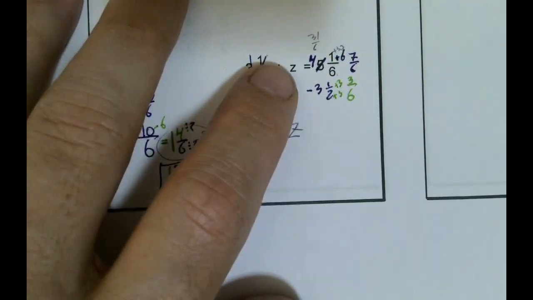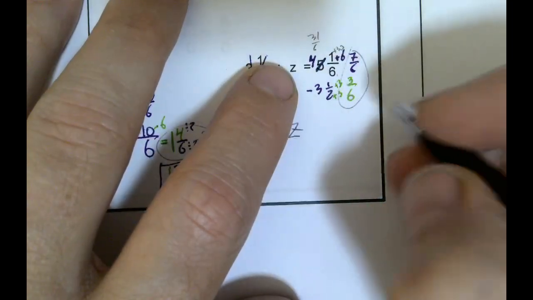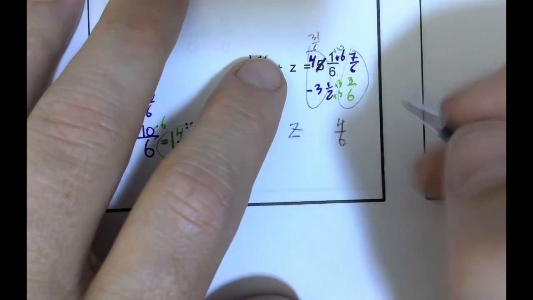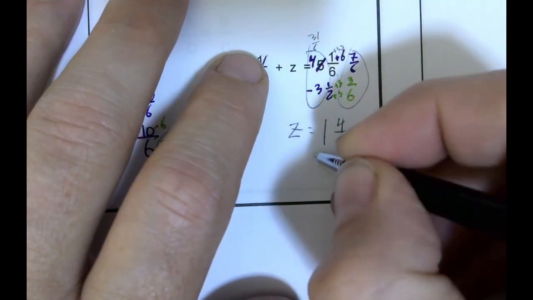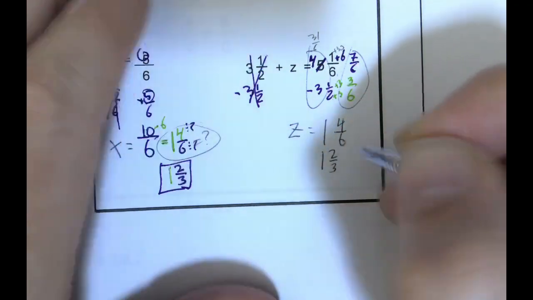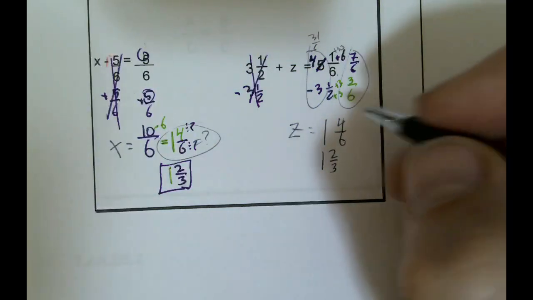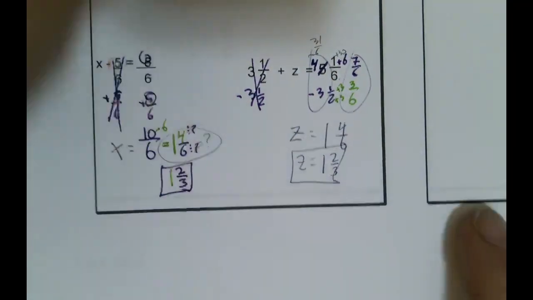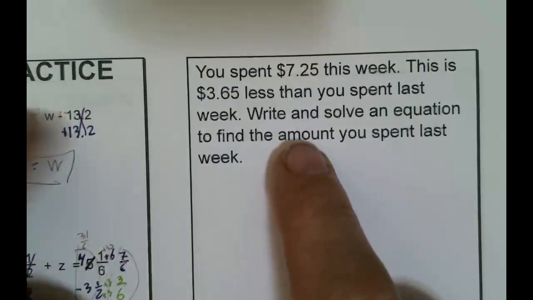So now I can subtract. Now I can subtract these fractions, and I get 4/6. I can subtract the whole numbers, and I get 1. And again, simplify that down, 1 2/3. There's your answer. And in our book assignment, we will have word problems.